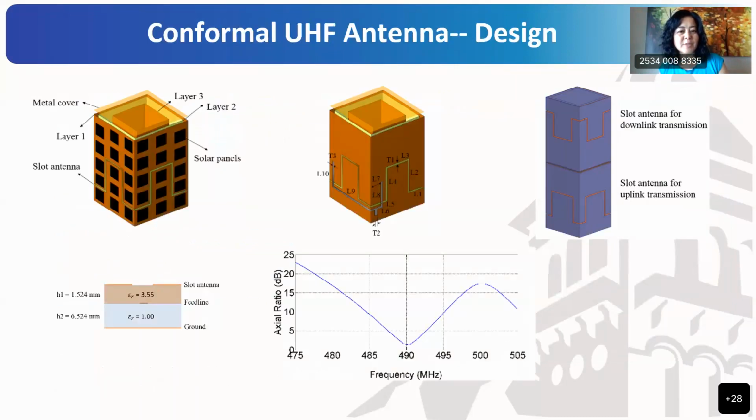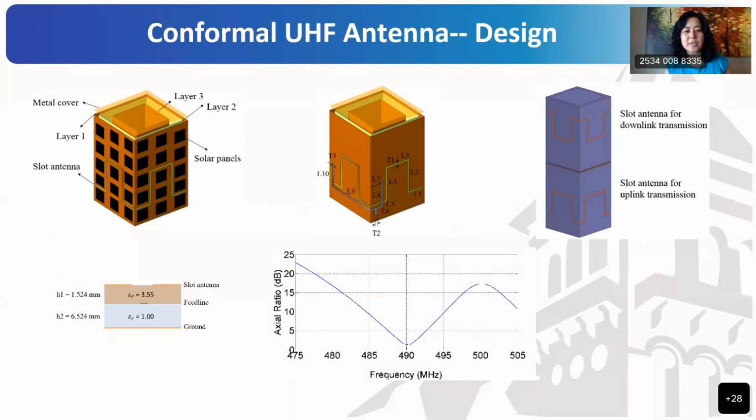So that UHF antenna is the one we want to replace. That deployed UHF antenna is the one that we want to replace. To do that, we need a longer slot, a longer antenna. And how do we do that? We can wrap the longer slot around the CubeSat body.